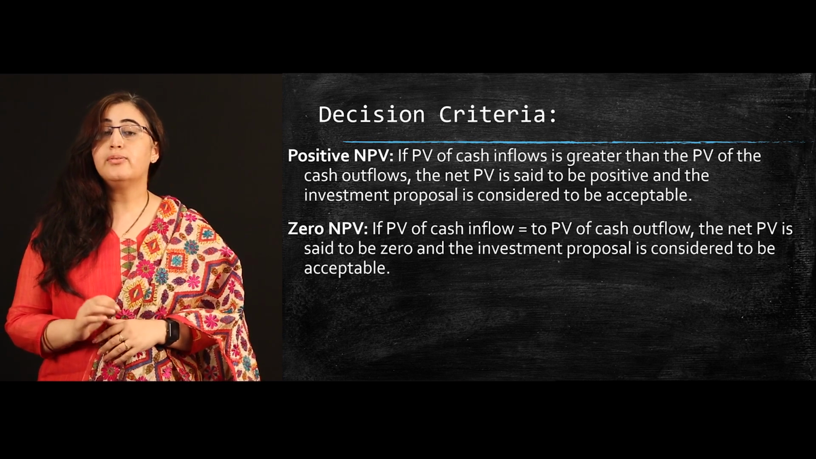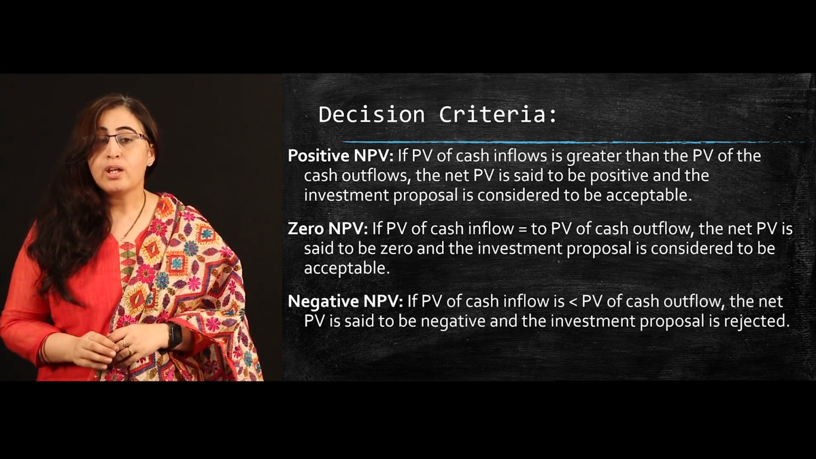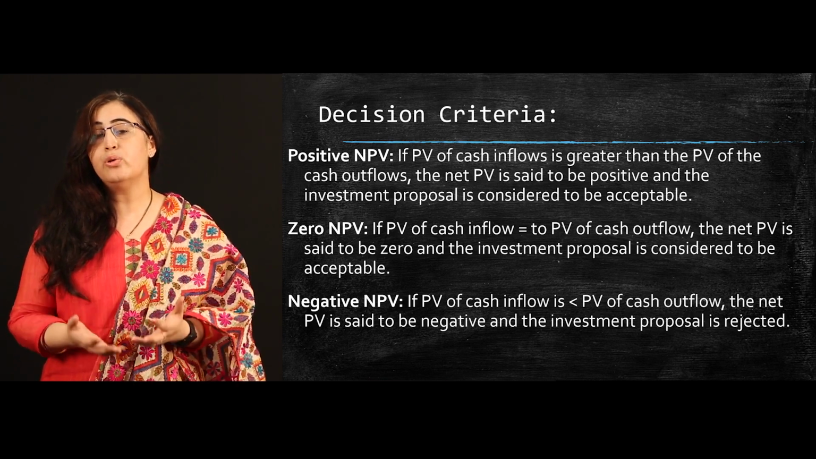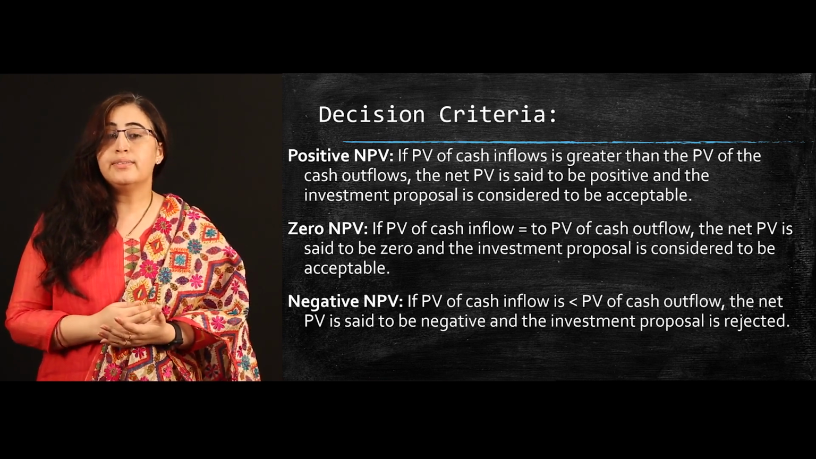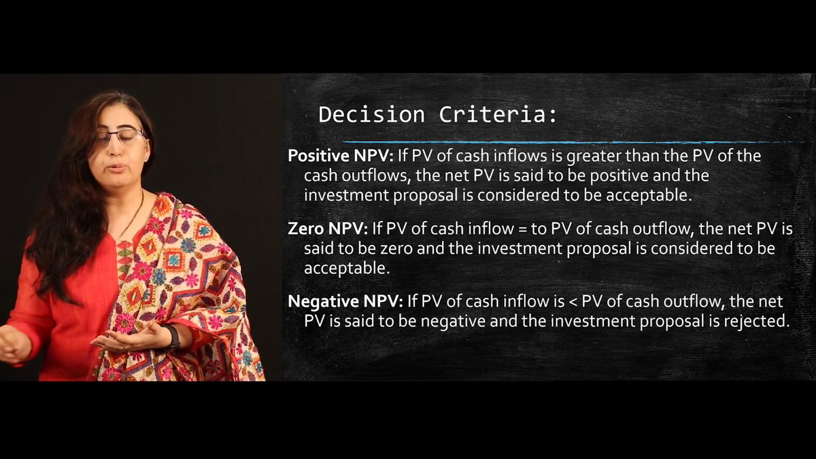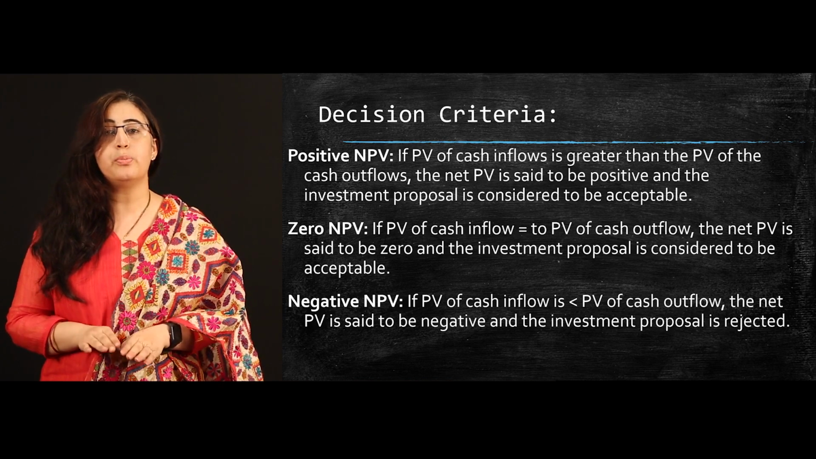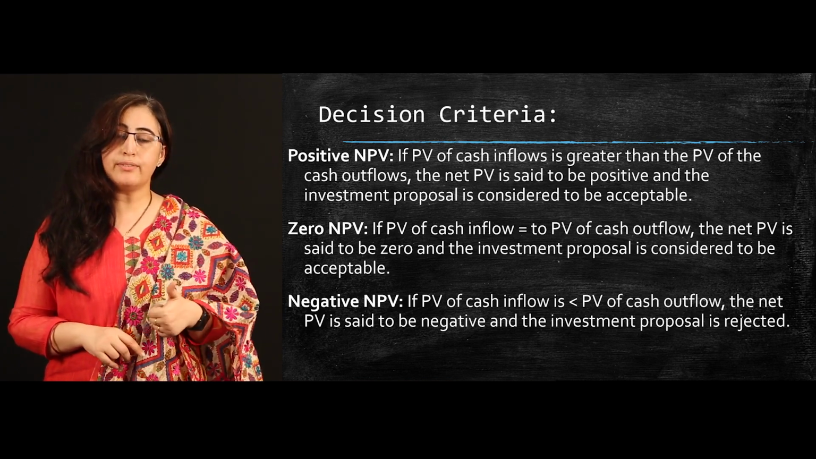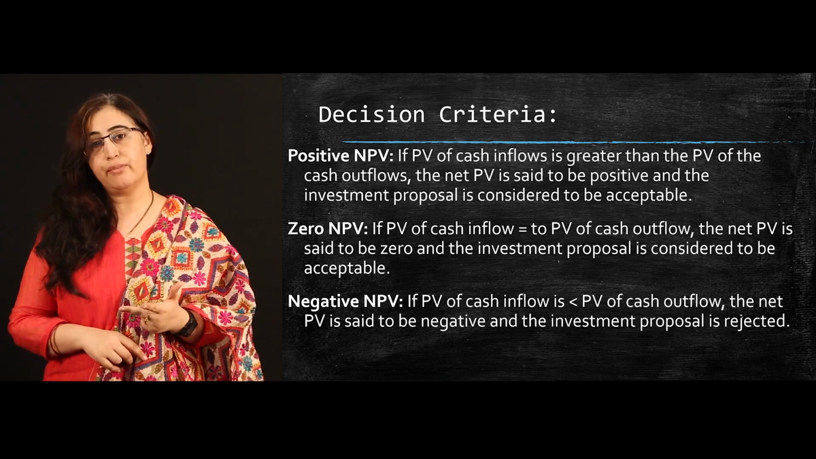But the third one is negative NPV. Your cash flow is not going to generate anything. Your outflow is already more than your inflow. And this is a very simple condition where there is a negative present value and the investment proposal is going to be rejected. So there are 3 types of decision: positive NPV, zero NPV and negative NPV.